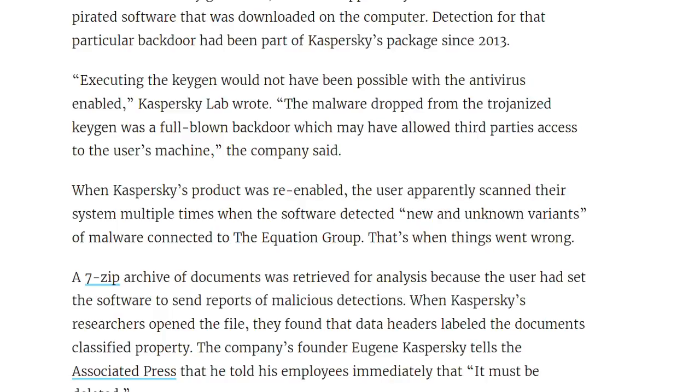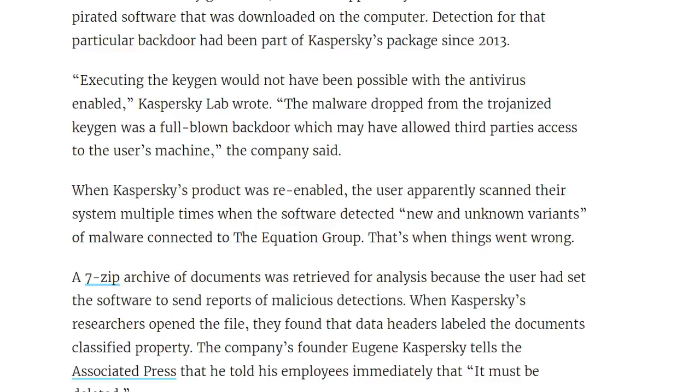When Kaspersky's product was re-enabled, the user apparently scanned their system multiple times when the software detected new and unknown variants, that's in quotes, of malware connected to the Equation Group, which is thought to be connected to the NSA. Right. So now, that's when things went wrong.